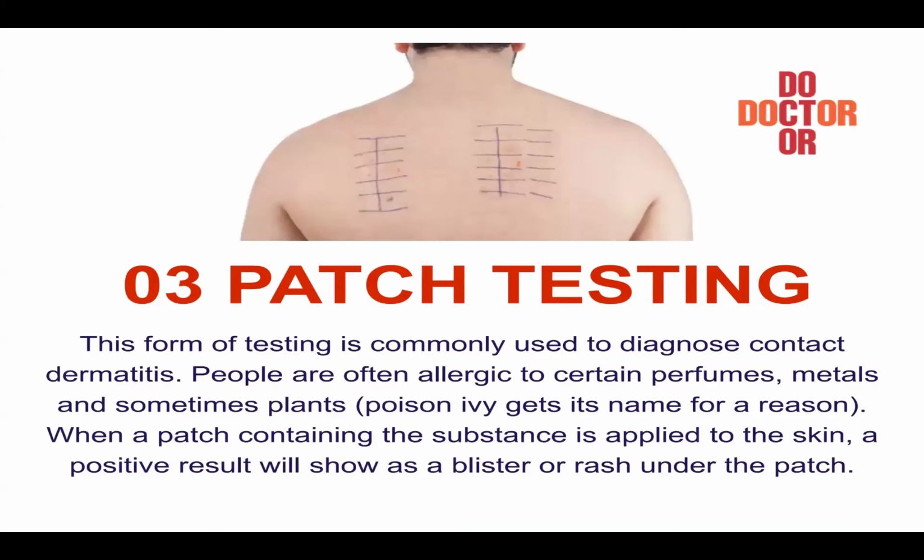If you are in a case of contact allergy, like allergic to perfumes, metals, or sometimes plants, poison ivy, trees and all those things, when a patch containing the substance is applied on the skin, a positive result will show a blister or rash under the patch. So this is how it will occur. All right.